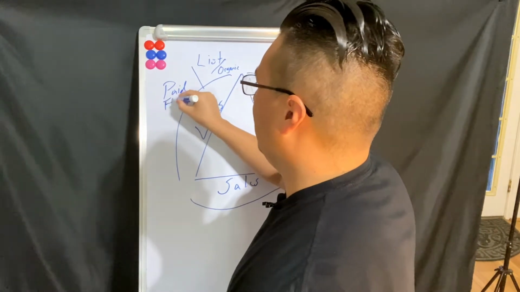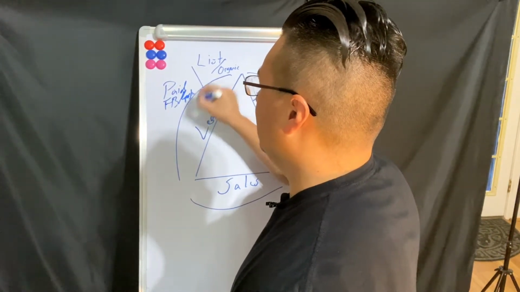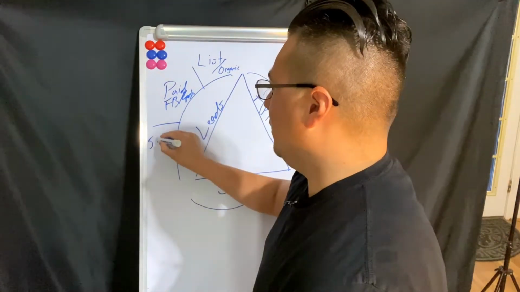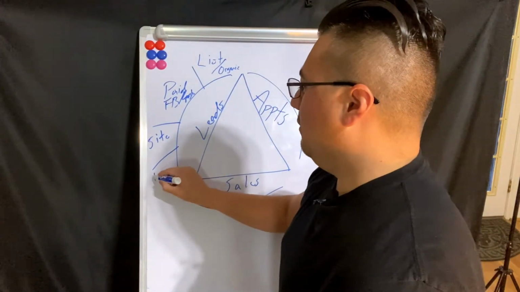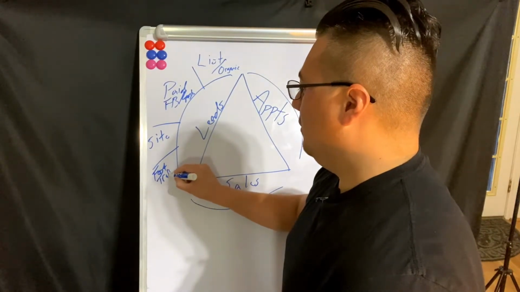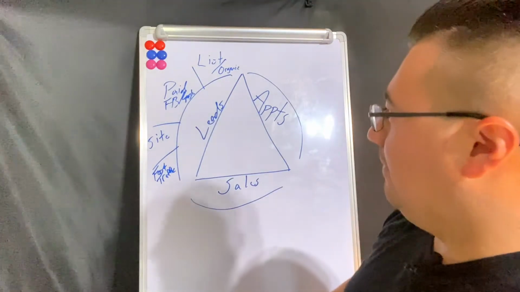The next part is paid, and paid could be both Facebook, Google Ads, paid traffic. The other part is site, like your website. Do you have a website? And then foot traffic. How many people do you have going to the store?